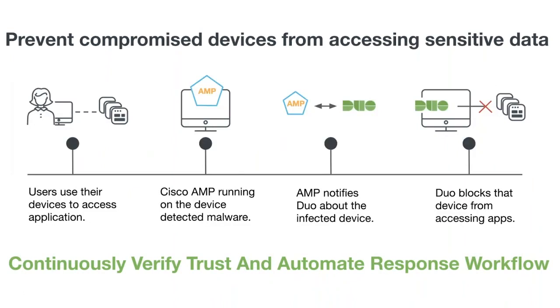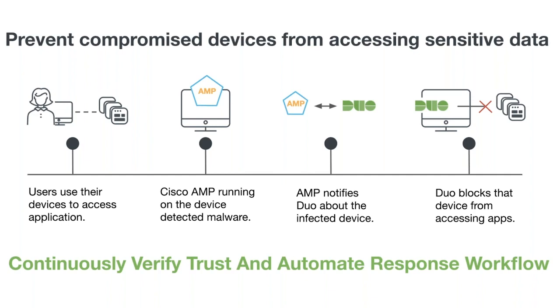One other use case that we have, I sort of also touched on this a little bit before, is AMP for endpoints and Duo. At this point, Duo sitting in that path of access can help AMP. AMP sees a device running malware, notifies Duo, and Duo can provide a blocking mechanism to make sure that a device doesn't make it into your environment or into an application if it's been detected as compromised.